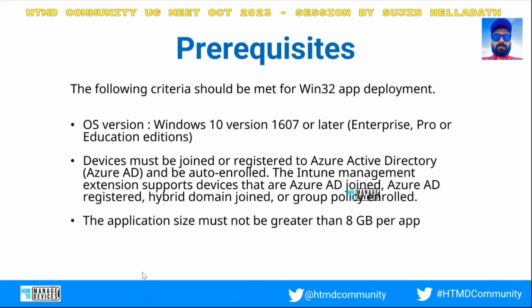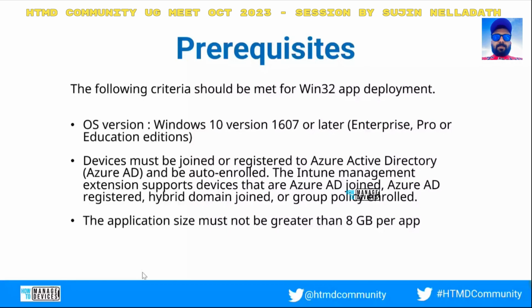So the device must be joined or registered to Azure Active Directory, or maybe auto enrolled. Obviously, a machine which is not enrolled or not registered to Active Directory, or not part of Intune, you will not be able to manage. So what it says, the Intune management extension supports devices that are Azure AD joined, Azure AD registered, hybrid domain joined, or maybe group policy enrolled. The moral of the story: the device which you're going to test, to which you're going to deploy the application, has to be part of Azure, right? So if not, it will not work, right?